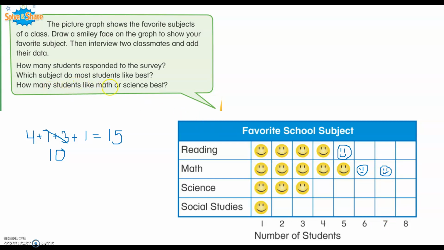How many students like math or science best? So now we're looking at 2 different subject areas. We know math was 7 and science was 3. We need to add them together. What's 7 plus 3? 7 plus 3 is 10, so 10 students liked math or science best.